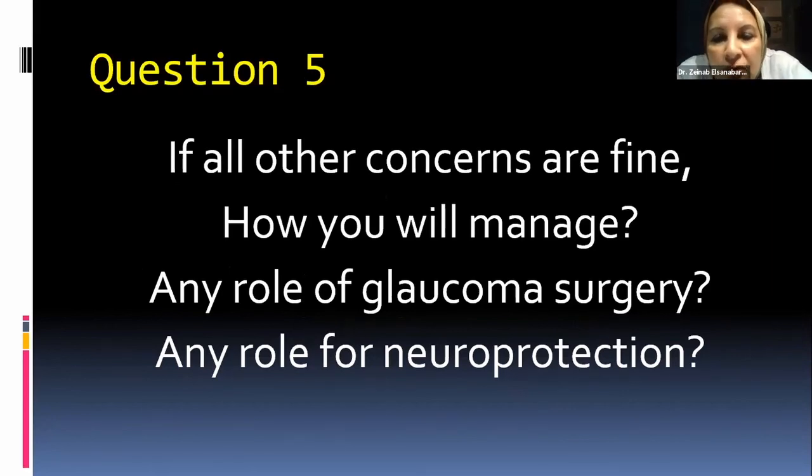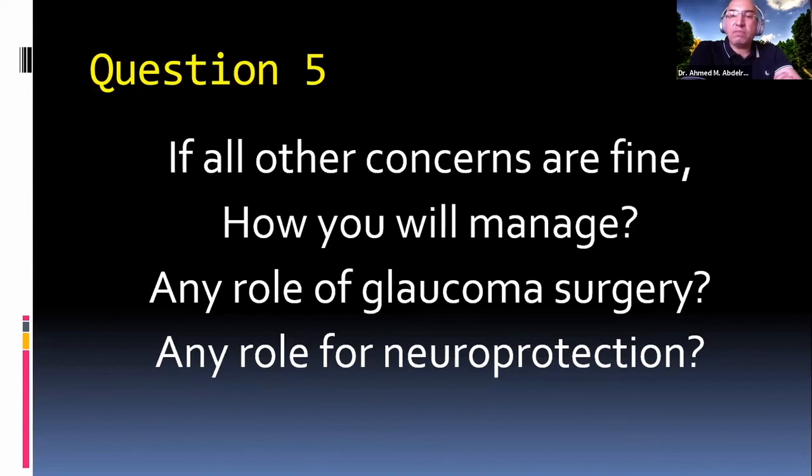Do you think of glaucoma surgery? Do you think of neuroprotection or both? You know, this is interesting. If we rule out the possibility of cataract, then let us think of the more serious issue: if the patient has glaucoma which is fluctuating and we are unaware of that.